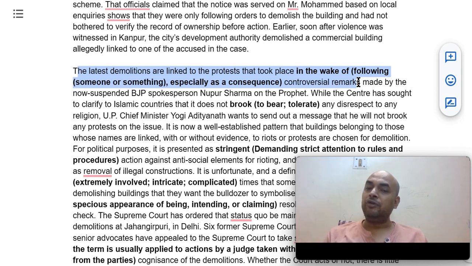Okay, so now you understood. See, following someone or something. That means the cause is controversial remarks, and the effect is demolitions. Okay, so that is what it is.